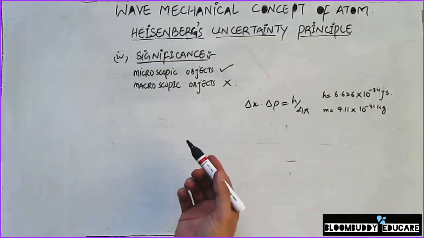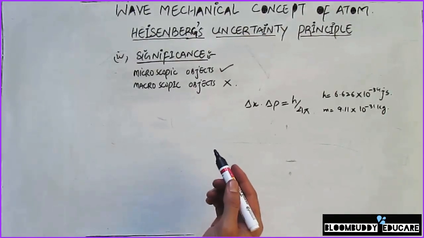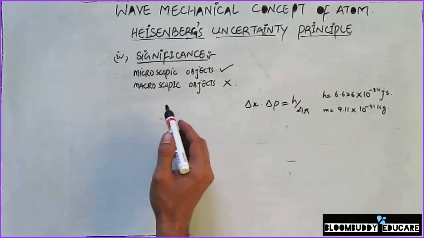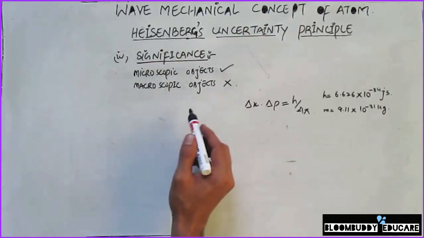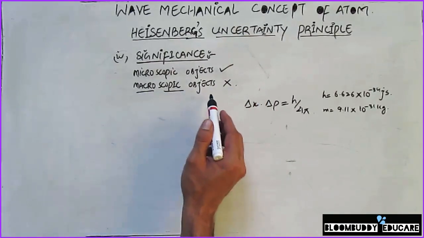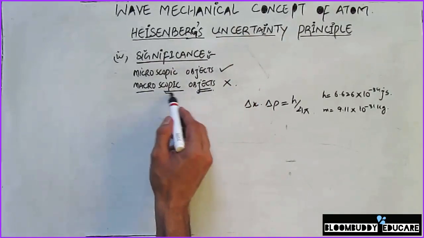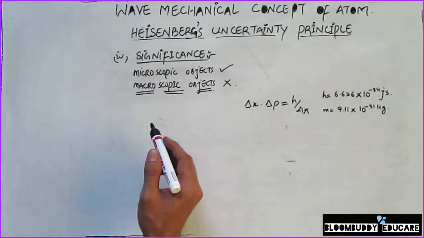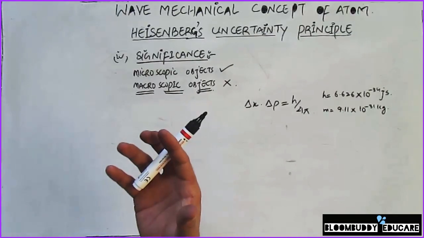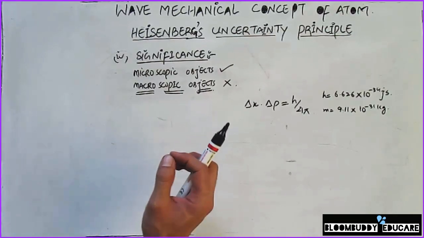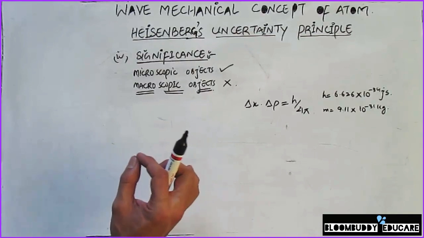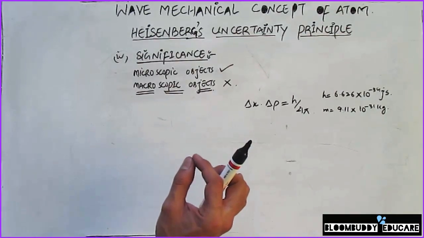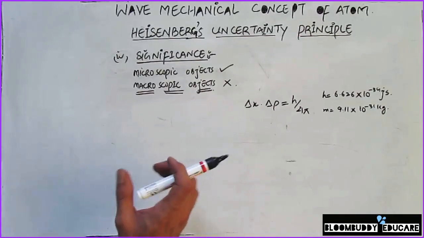Moving towards the significance of Heisenberg's uncertainty principle, we know that the uncertainty principle is more significant in the case of microscopic objects. However, for macroscopic objects, its significance is not that much. Now, in order to clarify this issue, we can take an example wherein we take a very heavy object and an electron and then see how much difference there is in the position and the momentum.